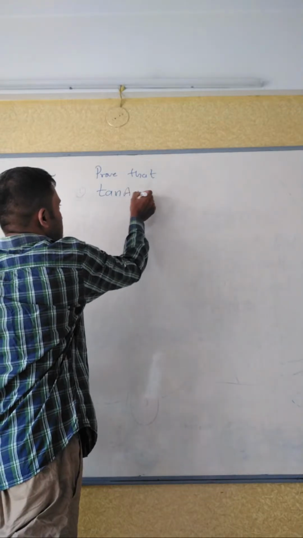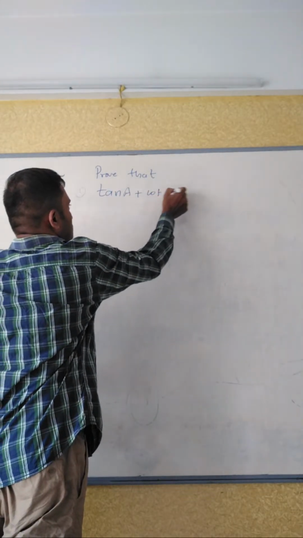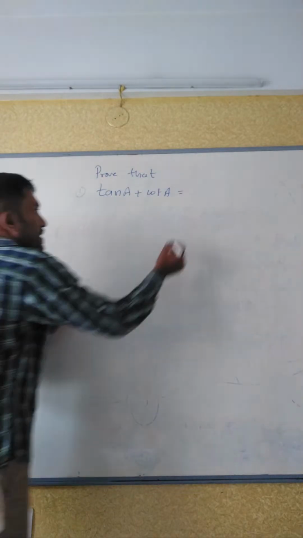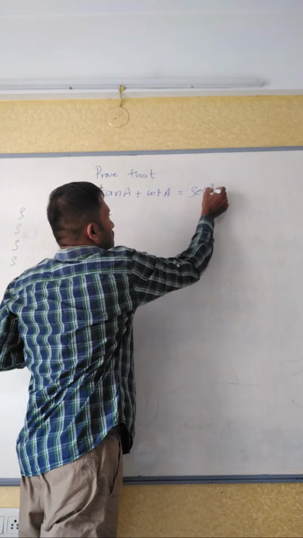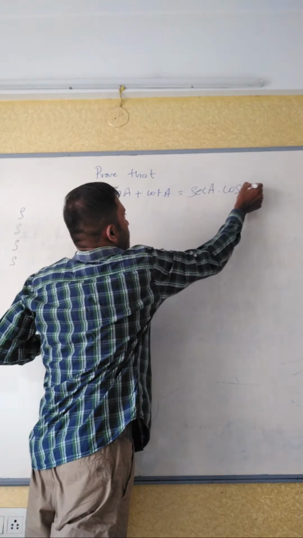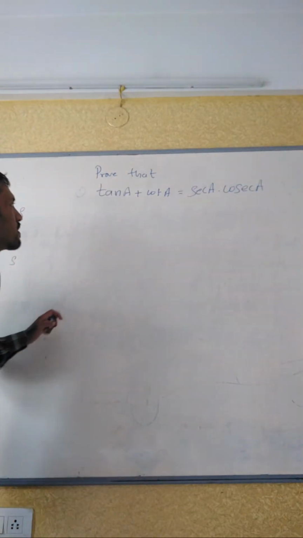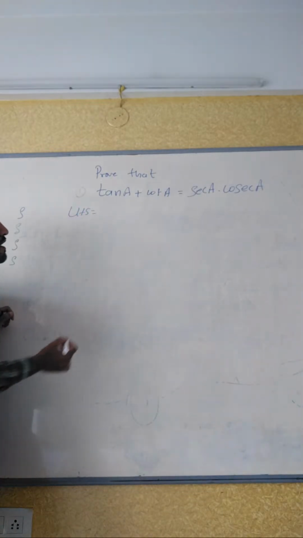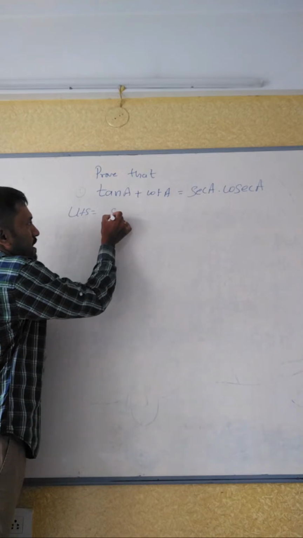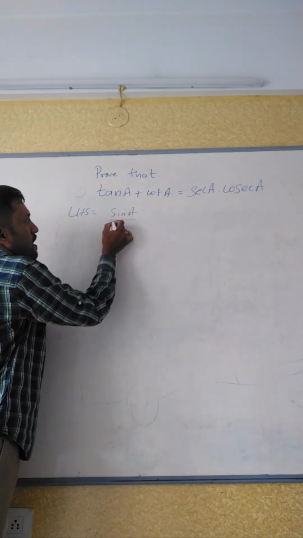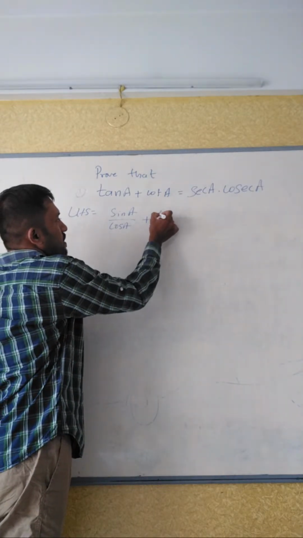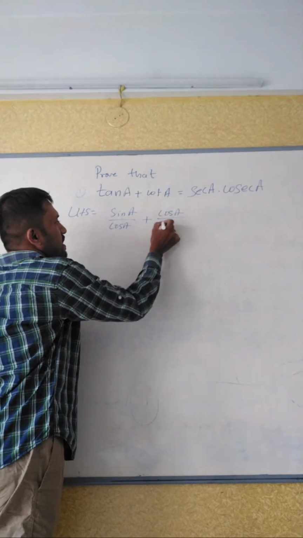Prove that tan A plus cot A is equal to secant A into cosecant A. Let's take the LHS and write tan A as sin A by cos A and cot A as cos A by sin A.